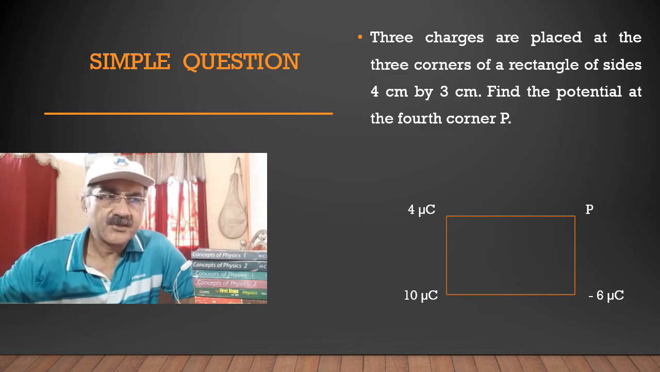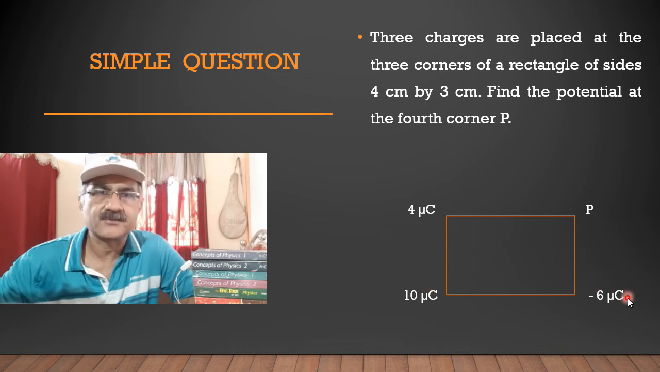Now find the potential at the 4th corner P. So we have to find the potential at this point P, this corner point. Okay, we have to find the potential due to all these 3 charges.